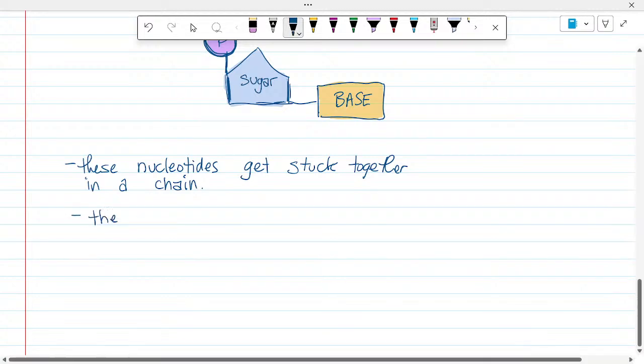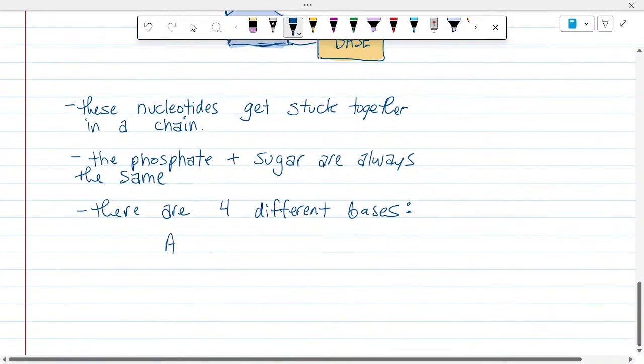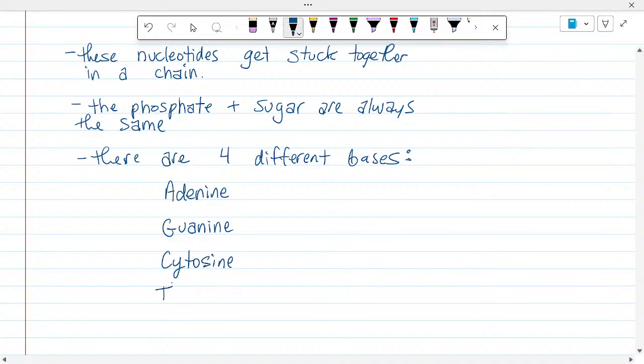The phosphate and the sugar are always the same. But there are 4 different bases. And those are a molecule called adenine, guanine, cytosine, and thymine.